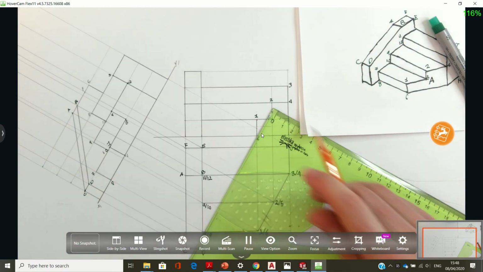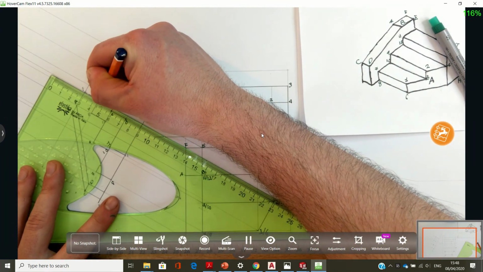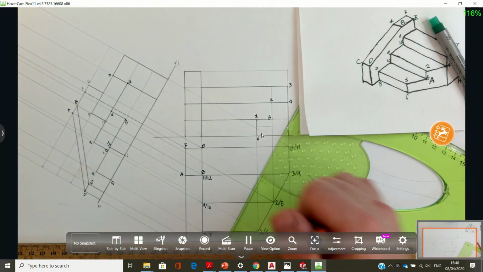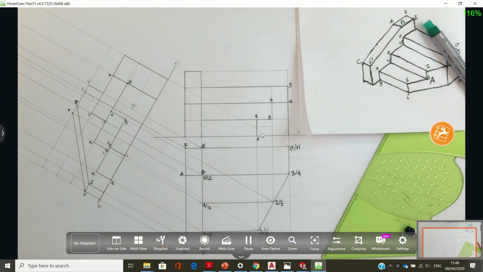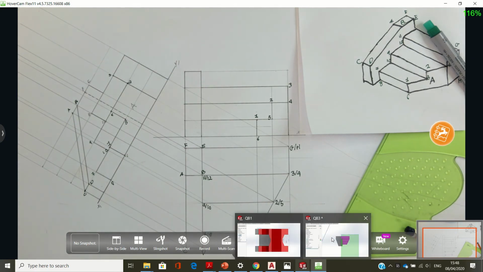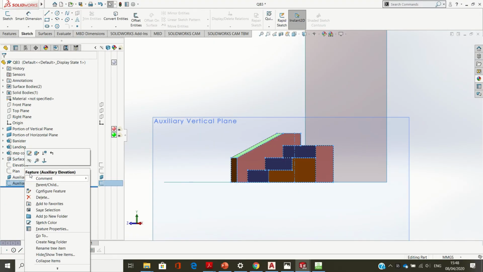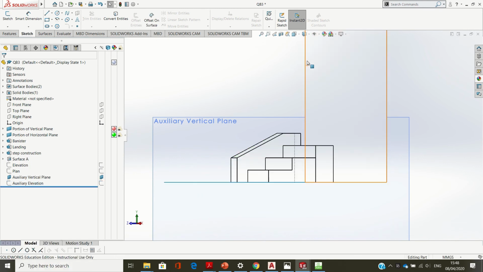Finally then, point F. The line from point F is hidden detail, as I'll show you in SOLIDWORKS. That's it, hidden detail, and I actually do have one more to do.